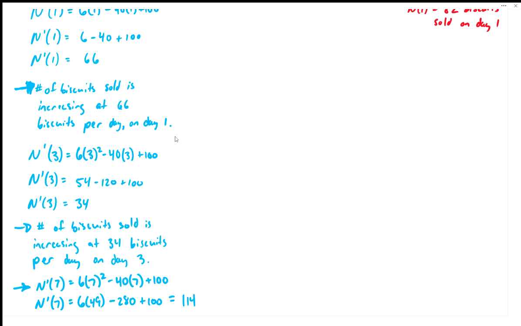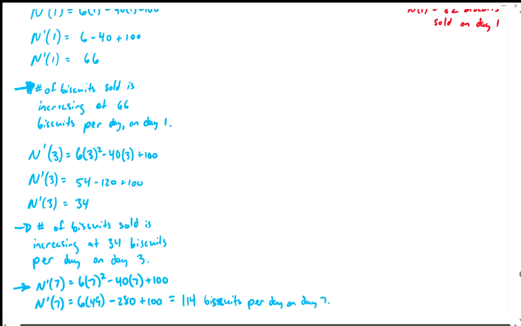So back to a positive number. That means this 114 is still an increasing rate. Because I'm low on room, I'll just say 114 biscuits per day on day 7. Oops, let's spell biscuits right.